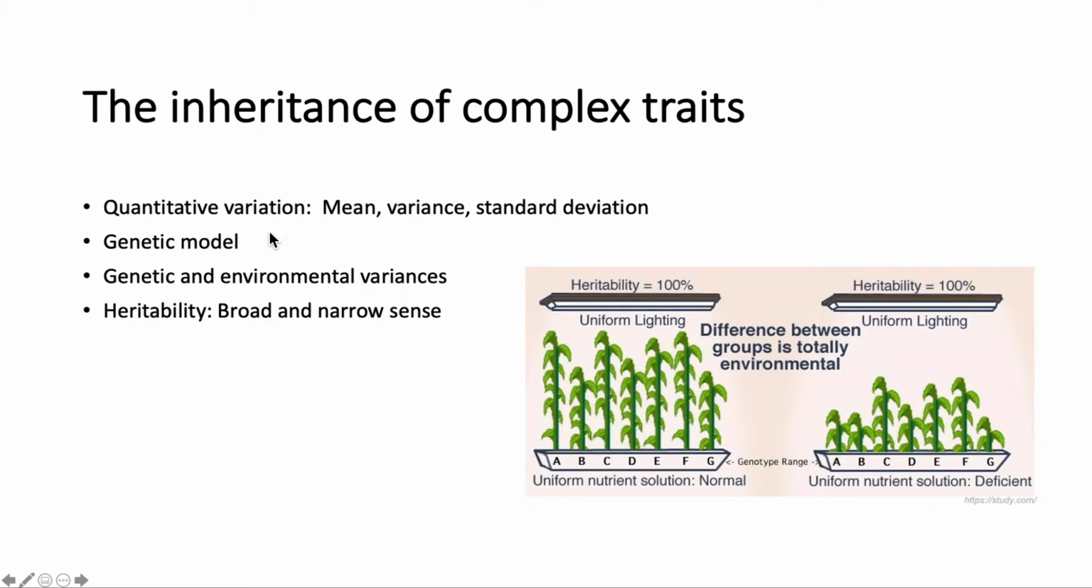Then the genetic model that we have to understand, the basic one, and genetic and environmental variances. And at the end, we're going to talk about heritability. And there are two types of heritability, the broad and the narrow sense heritabilities.